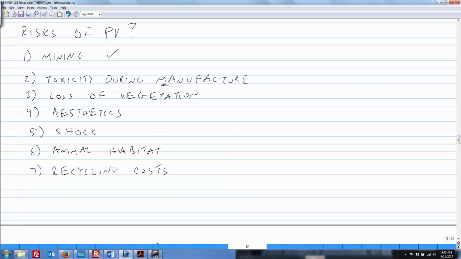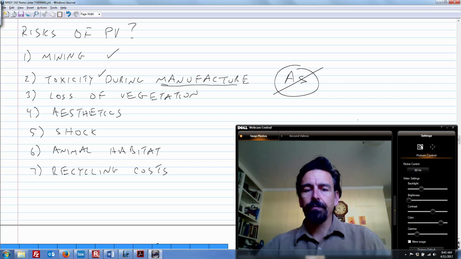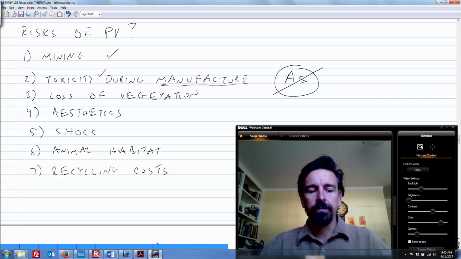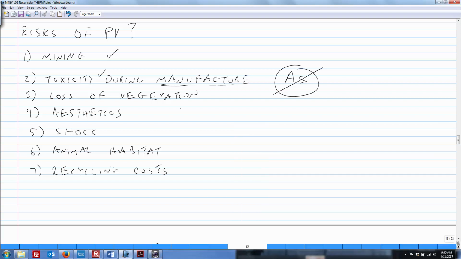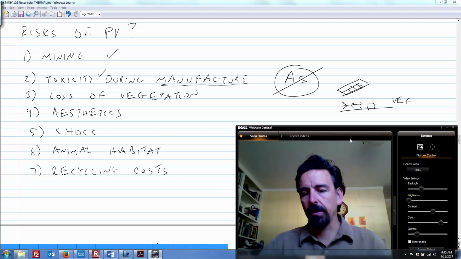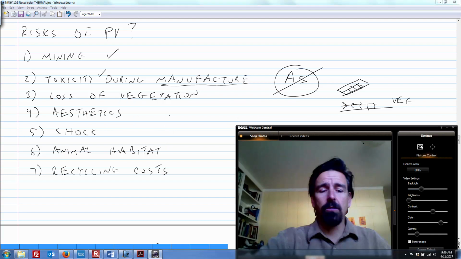When these things are being built, they have to be built in a clean room. You do not want to get anywhere near arsenic, for example. That is very bad, very poisonous. So there are those risks during the manufacture. Once the cells are completed, all of that is enclosed, and there's no real risk for toxicity. There is loss of vegetation, though. If you had your plot of land and you had your vegetation, once you put your solar over the top, all this dies, right? Any plants that are underneath can no longer have photosynthesis, so there's vegetation loss. Also, aesthetics. Some people don't like how solar farms look.